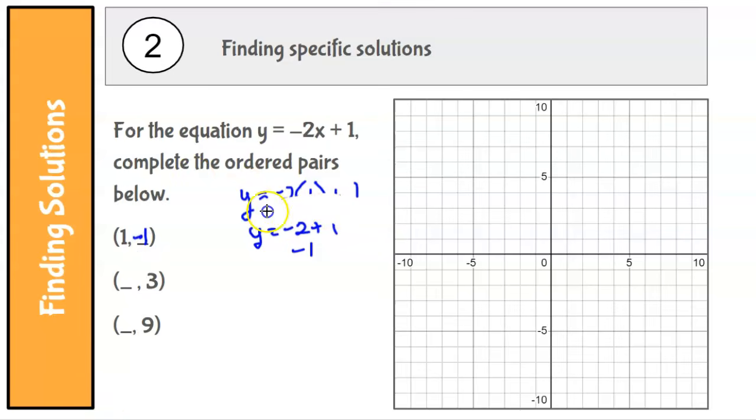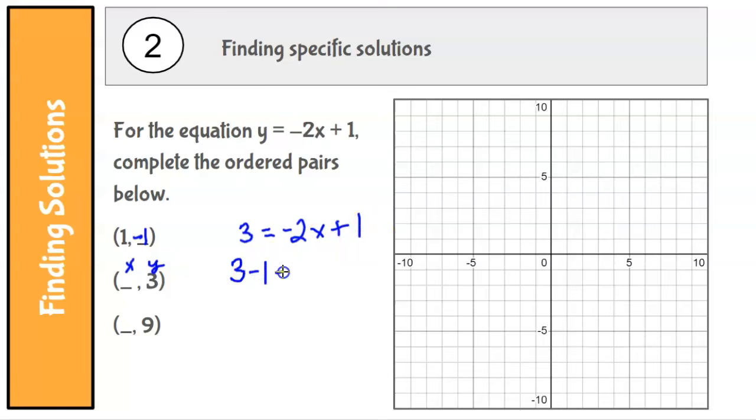Now, what about if I have a y and I have to try to find out what x is? So I put 3 where the y is, because remember this is x, y. And now I have an equation that I remember how to solve, hopefully. I'm going to put my 1, switch sides, switch signs over here, and make it minus. 3 minus 1 is 2, equals negative 2x, and then divide by negative 2. So x equals negative 1.